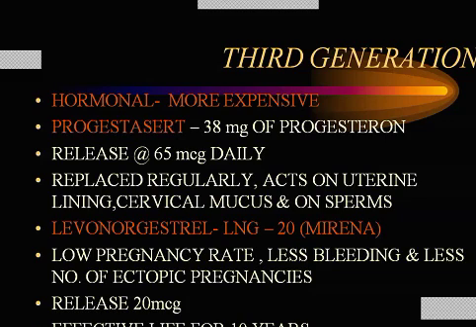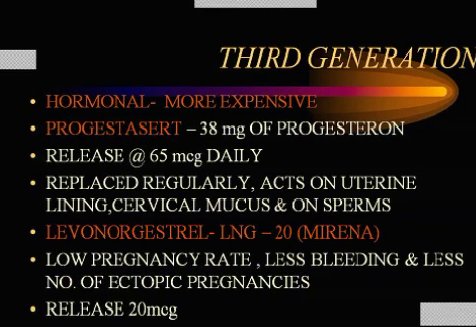So once again, I am repeating, third generation is known as hormonal devices. They are more expensive, but they are available in two forms. Progesterone, containing 38 milligrams of progesterone, releasing 65 micrograms of progesterone daily, and needs to be replaced from time to time. Mechanism of action is that it acts on the uterine lining, not cavity, cervical mucus, and also has direct action on the sperms.